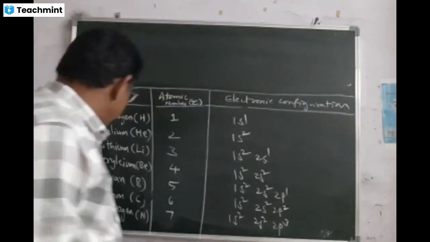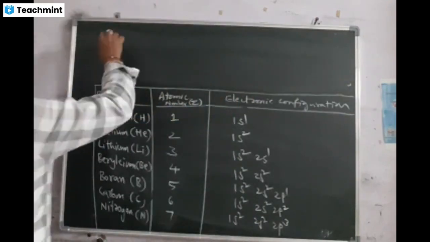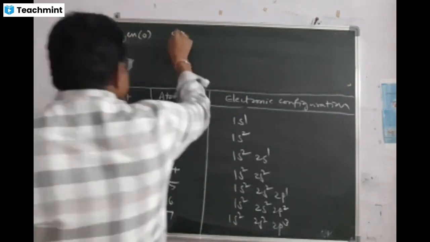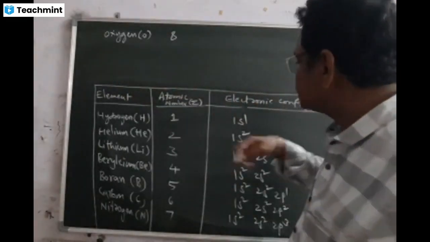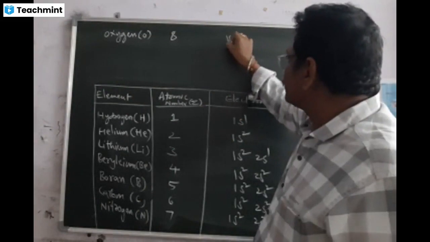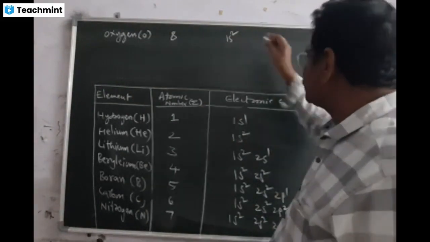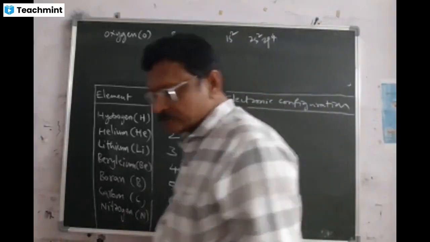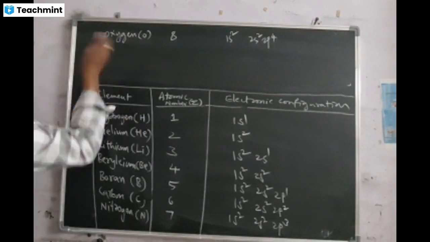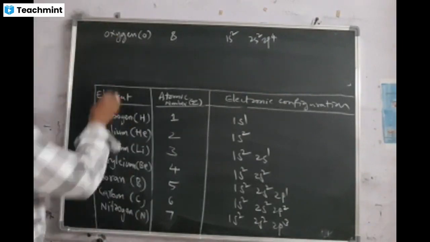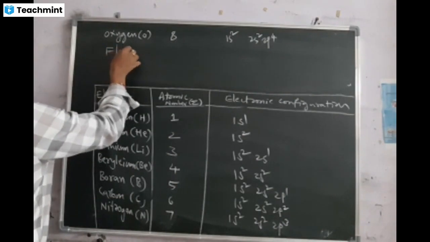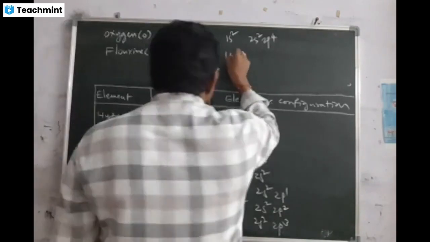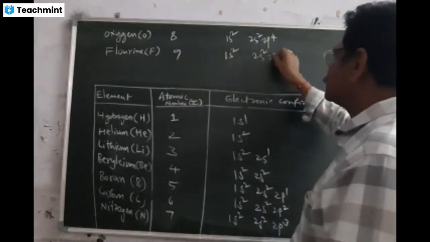Okay. Then after nitrogen, the next element is oxygen. Oxygen's symbol is O. You know this. Atomic number is 8. That means 8 electrons are present in the oxygen atom. So what is its electronic configuration? 1s2, 2s2, 2p4. After oxygen, the coming element is fluorine. Fluorine's symbol is F. Atomic number is 9. Then what should be the configuration? 1s2, 2s2, 2p5.